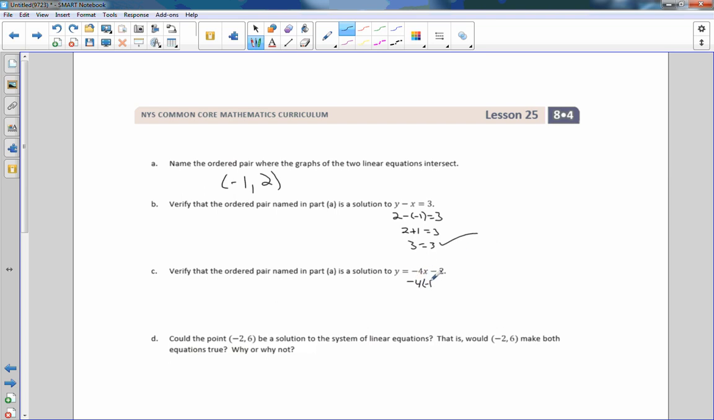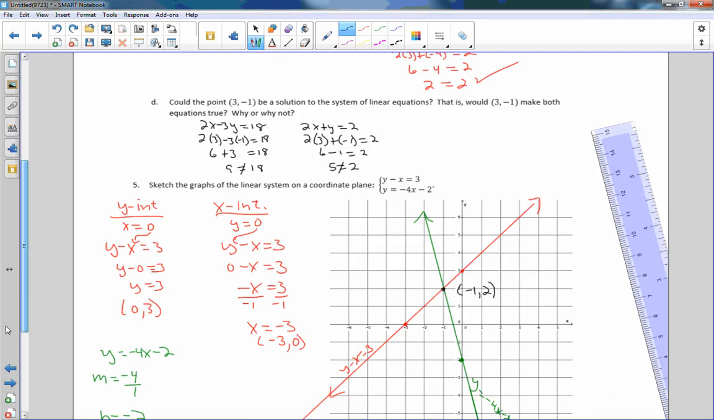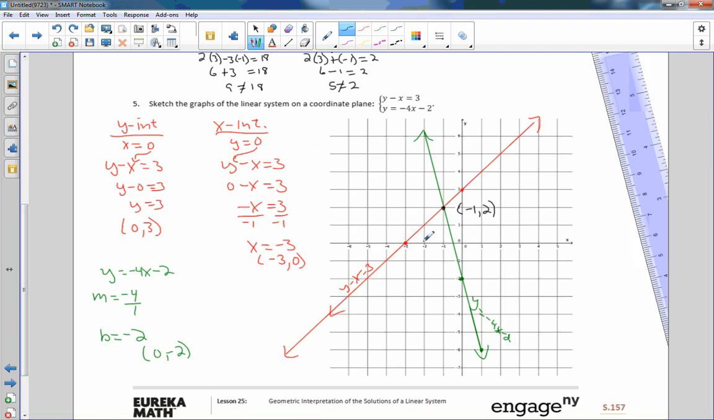Negative 4 times x, which is negative 1, minus 2 equals my y, which is 2. So I get 2 equals 4 minus 2. 2 equals 2. I verified. Is the point negative 2, 6 a solution? Negative 2, up 6 is right here. I am on the green line. I'm not on the red, so it'll make the green true and the red false.